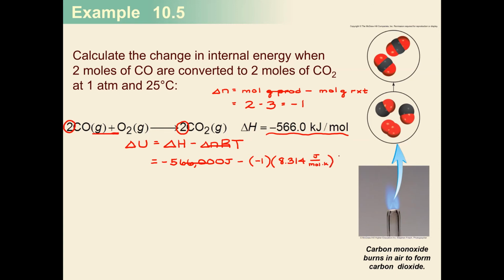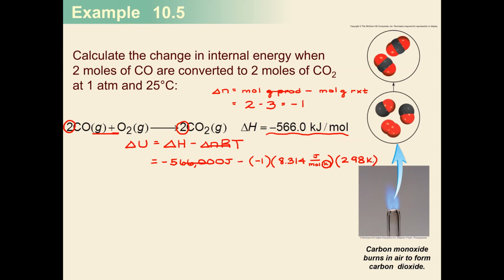Then finally, what we need is our temperature. But now you can see that I have Kelvin in the units of my ideal gas constant. This means that I must convert my Celsius to Kelvin. How do I do that? Well, we'll take our Celsius and add 273. So that will give us 298 Kelvin.